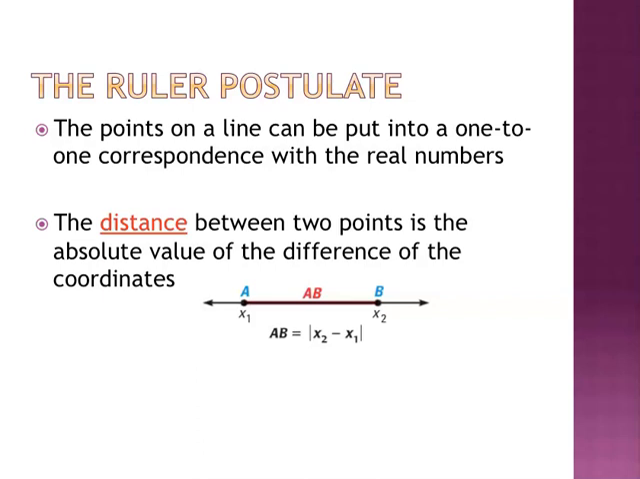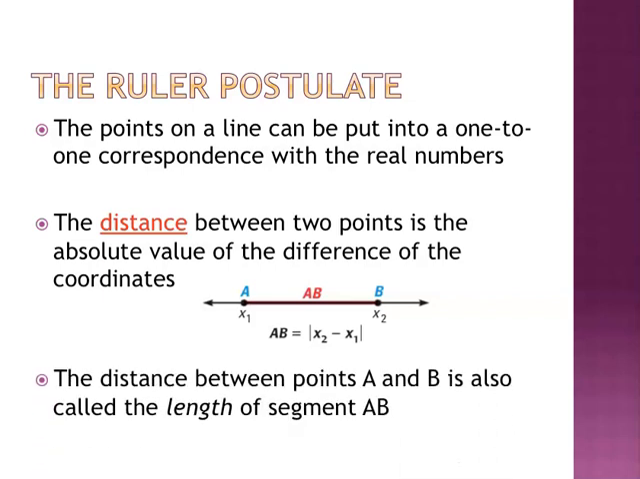Now, the reason the absolute value is there is, well, really the coordinates could be, let's say instead of thinking about a ruler, think of a number line. And so if A and B fall on the negative side of the number line, but you're trying to find a distance, you're going to need to take the absolute value in order to determine what the distance is, because distance is never negative. Okay, so the distance between points A and B is also called the length of line segment AB.